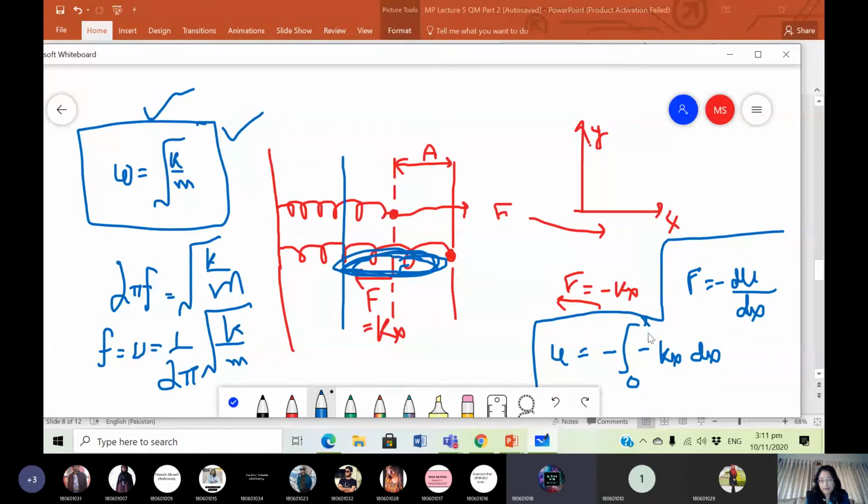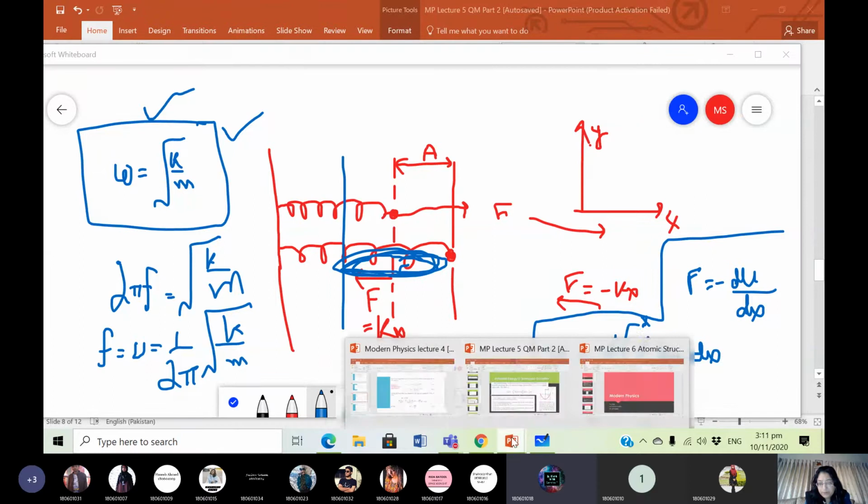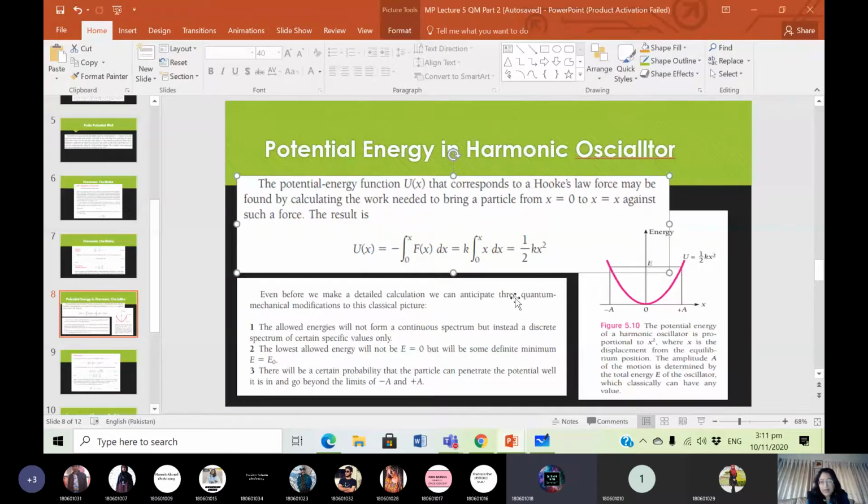समझ में आ रहा है सबको? Yes, ma'am. Okay, so now when we integrate this, the minus sign cancels with the minus sign, and we get half kx squared. Oh, wait a minute. Half kx squared.